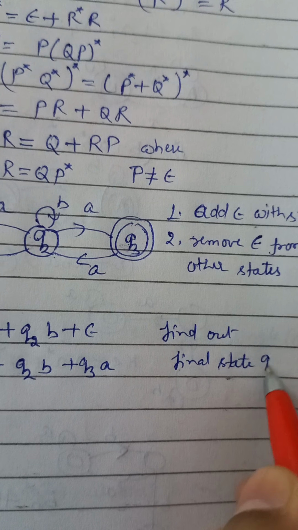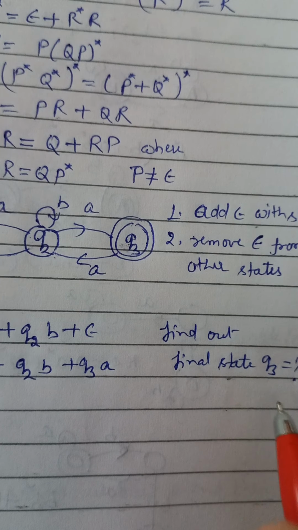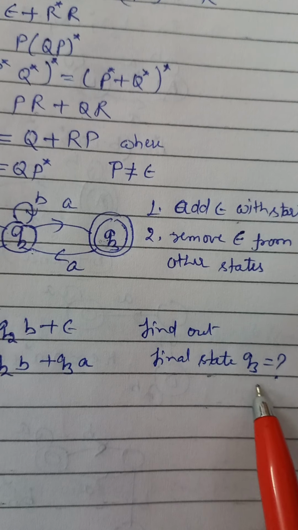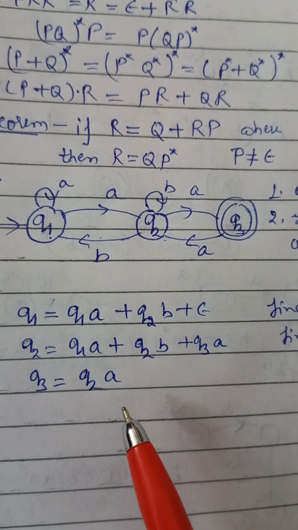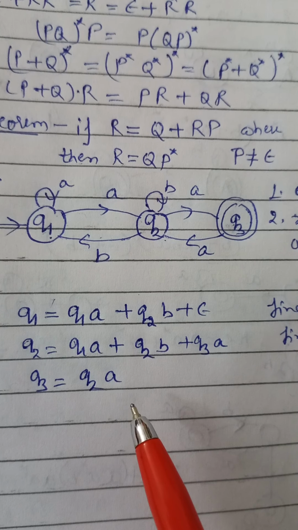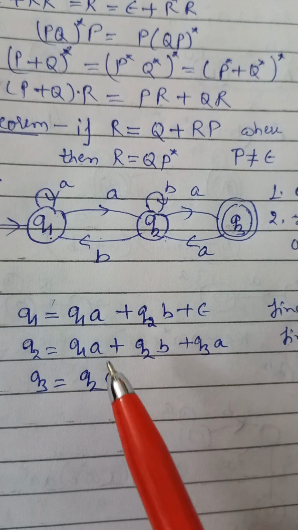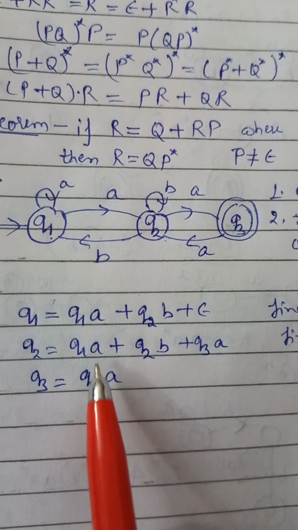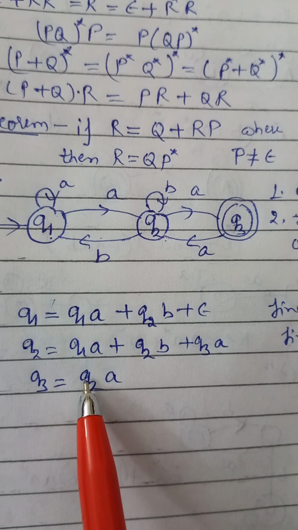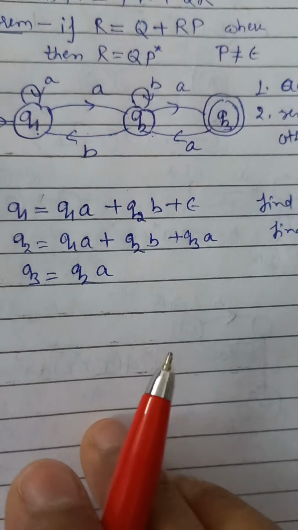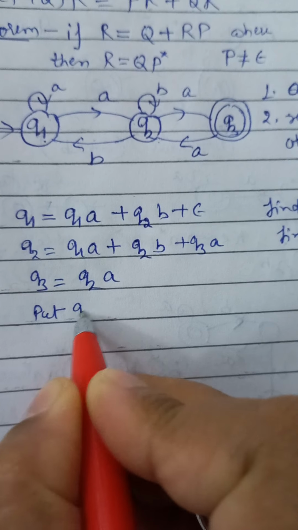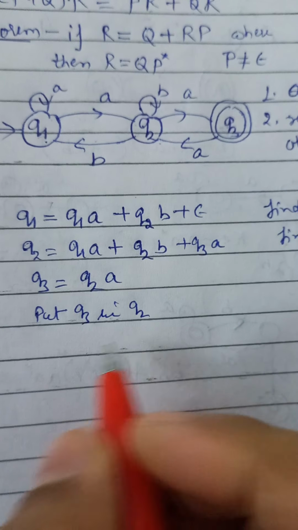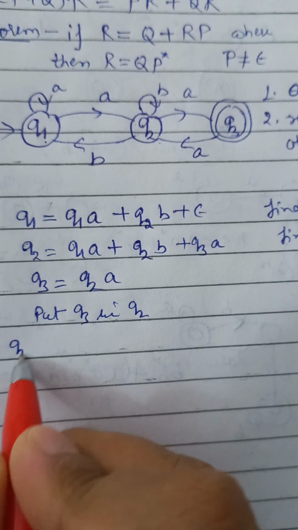Which is q3. We need to find out the final state, which is q3. So by solving these equations, we are finding the value of q3. First we put this q3 value in q2. So what we are going to get, put q3 into q2.